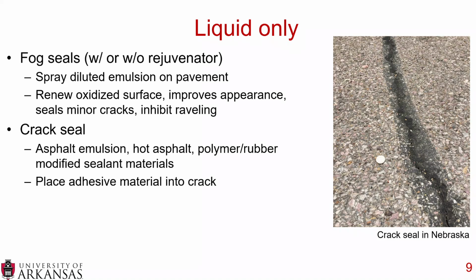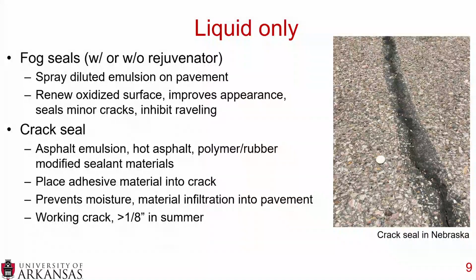We also have crack seals. Crack seals can come in the form of asphalt emulsions, hot asphalt, and then there are various polymer and rubber modified sealant materials out there. Lots of good products out there by many good companies. And you simply place the adhesive material into the crack. Now, depending on the severity of the crack, you could route the crack. You definitely want to clean the crack. There's a whole bunch of different interior steps that you could make. But at the end of the day, what you're doing is placing adhesive material into that cracked surface. And this prevents moisture from going into your pavement structure and other material infiltration into that pavement structure.